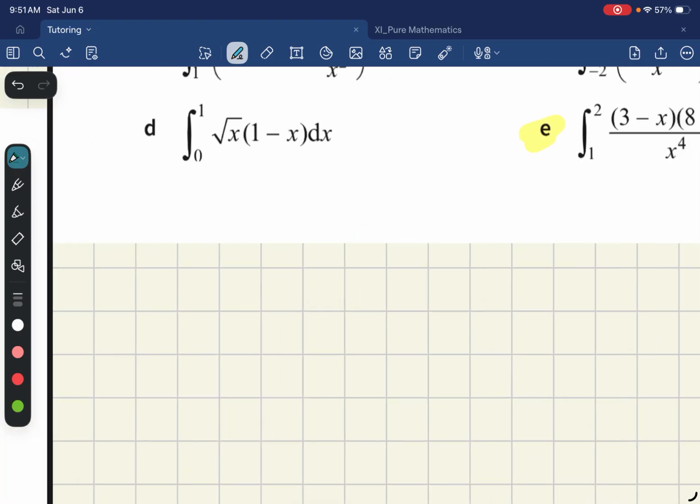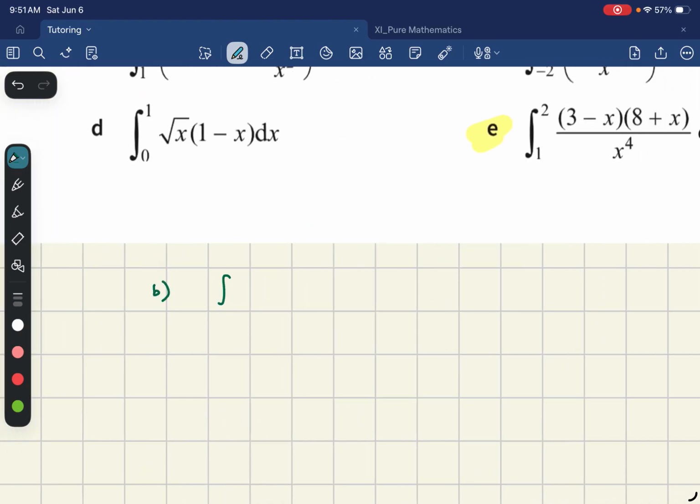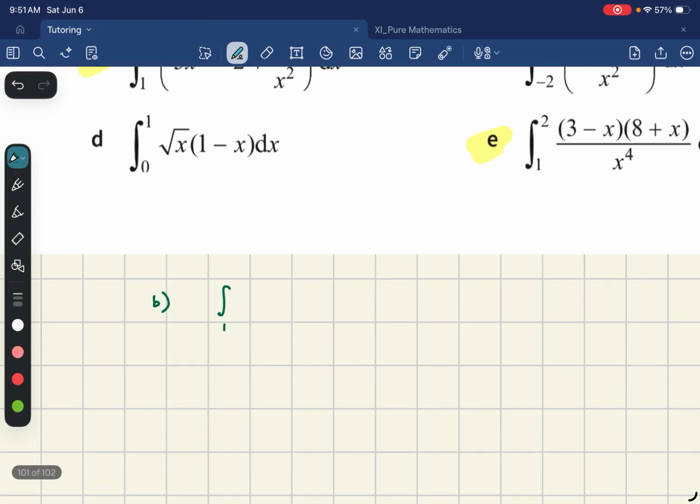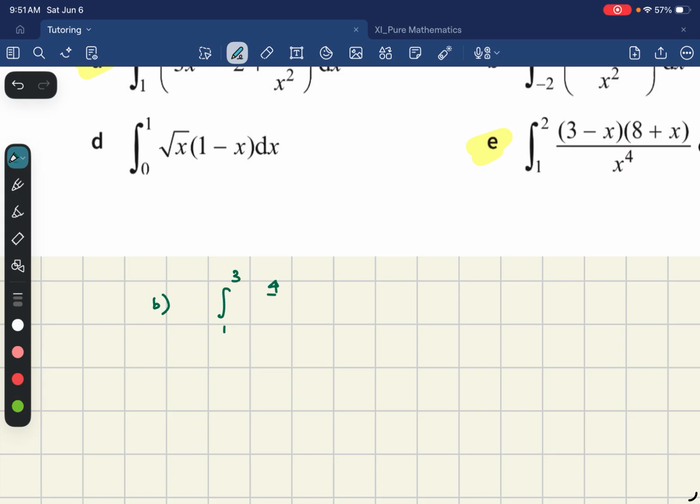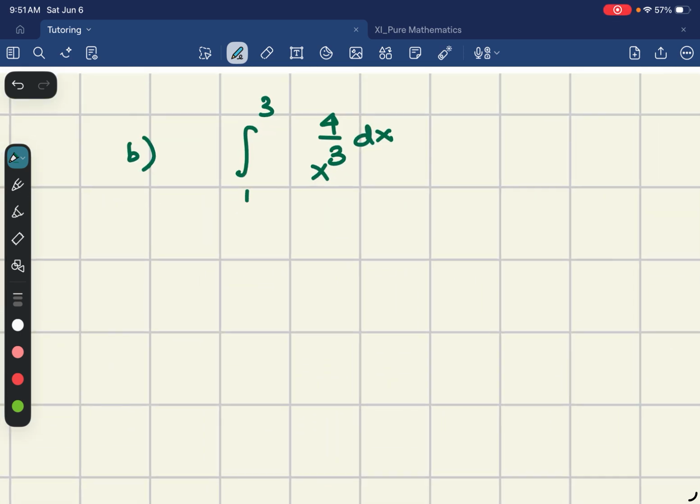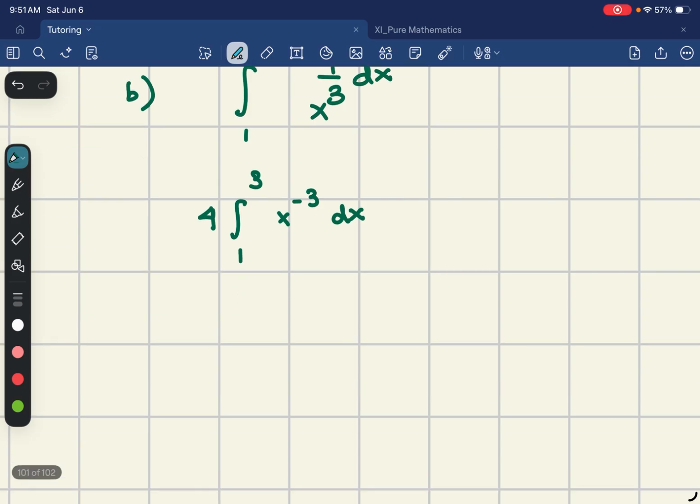Okay, so part B. We are integrating from 1 to 3, 4 over x cubed dx. So I can write this as 1 over 3. You can always bring your constant out, whether it's definite or indefinite integration. And you have x to the power negative 3 dx. And we know how to integrate this. So what we are going to do is just integrate it. So you put these sort of curly brackets and you integrate your function inside.